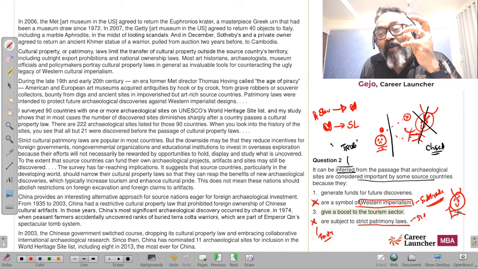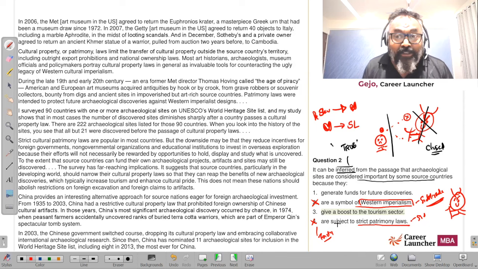I say that they're going to pick this. They want to trap you with this particular thing. So this is the sort of trap that is mentioned. I think it's very, very likely that people would have fallen for the trap. And then you're getting into the tourism sector. I think that is mentioned somewhere. Generate funds for future discoveries.